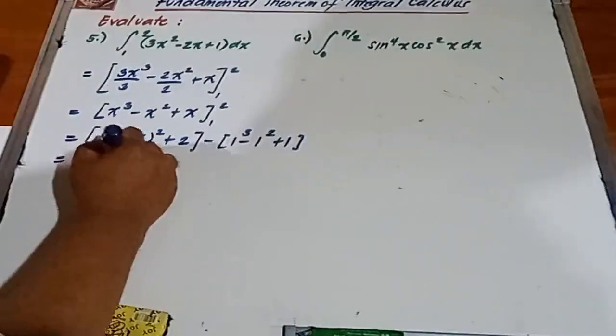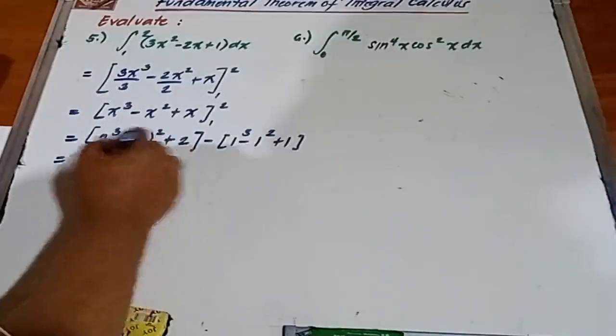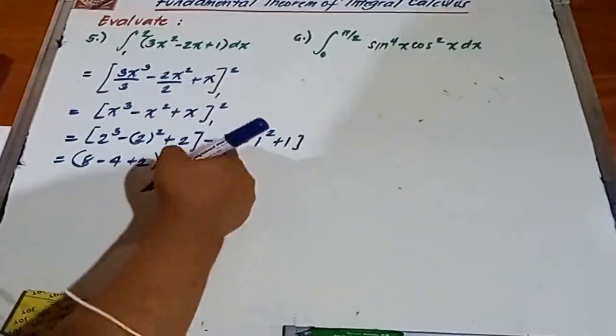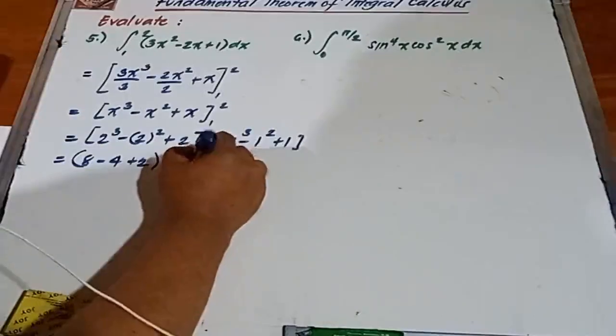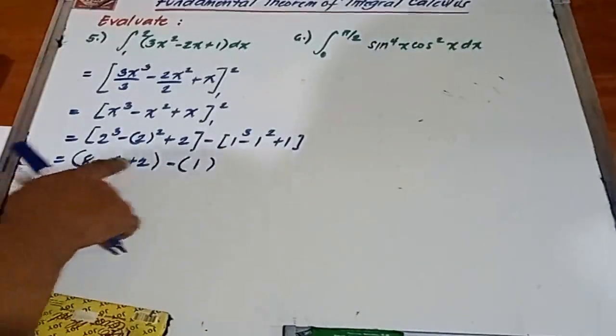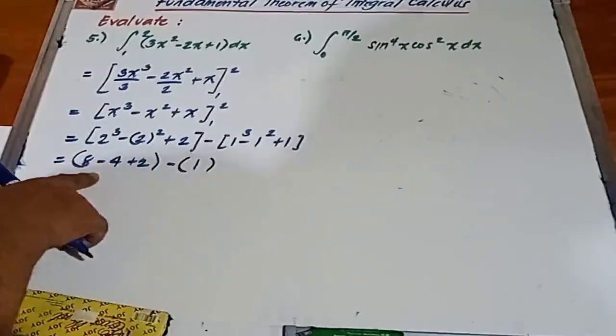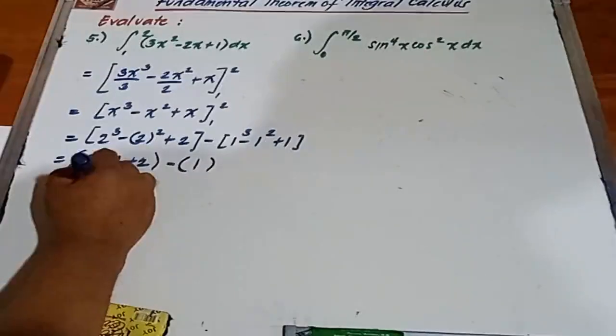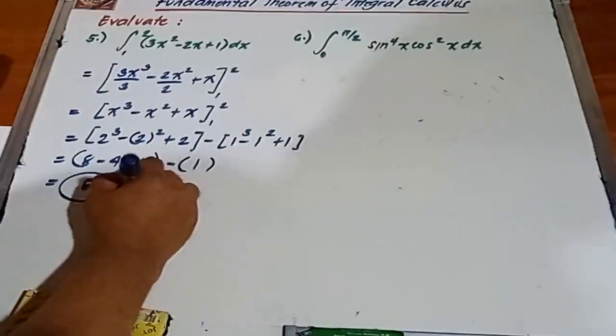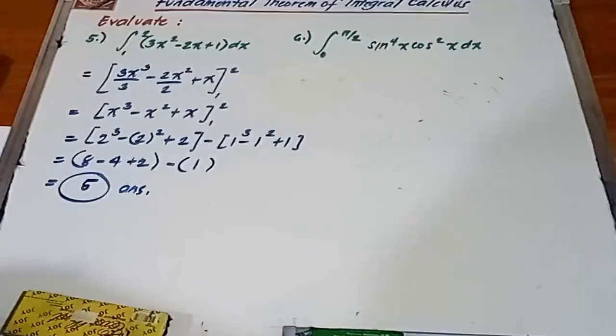8 minus 4 plus 2 minus 1 minus 1 plus 1 is 1. Okay? So 8 plus 2 is 10 minus 4 is 6 minus 1, 5. So ito yung sagot natin. Okay? So that is our answer for example number 5.